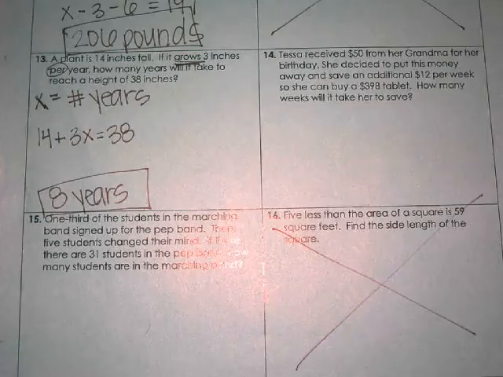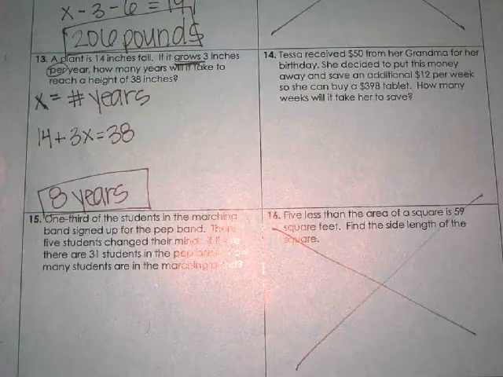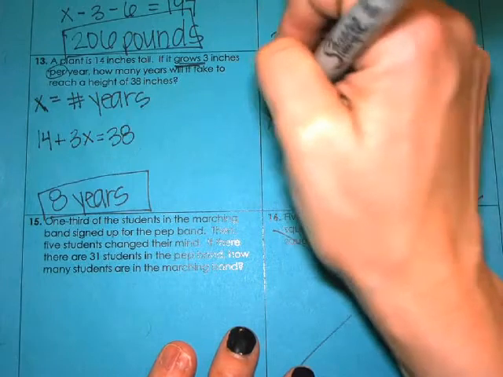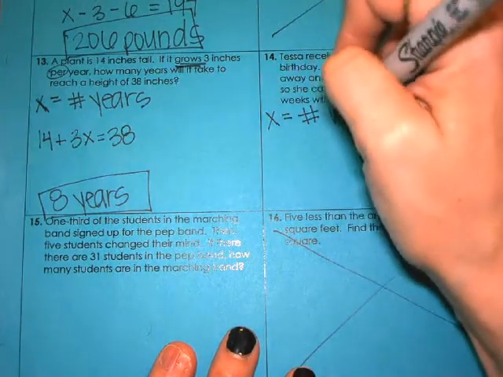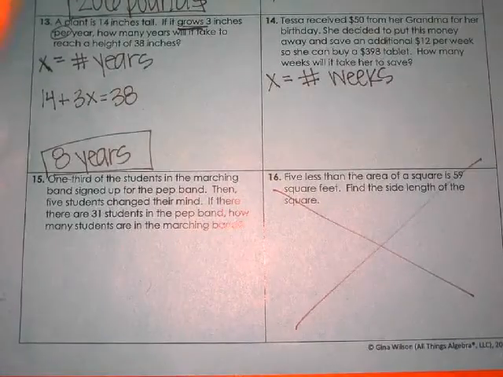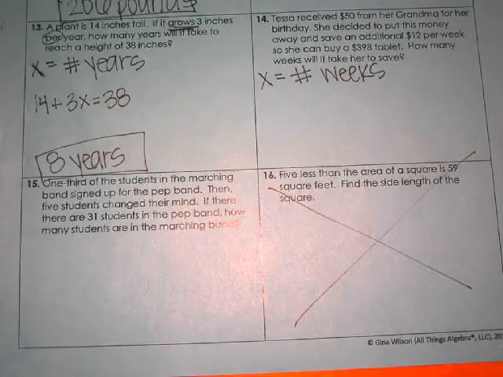Go. Number 14. Tessa received $50 from her grandma for her birthday. She decided to put this money away and save an additional $12 per week so she can buy a $398 tablet. How many weeks will it take her to save? What does my variable equal? What am I trying to find, everyone? How many weeks? Remember, it's what I want to know. What's the question asking me for? It says how many weeks? I want to know the number of weeks.